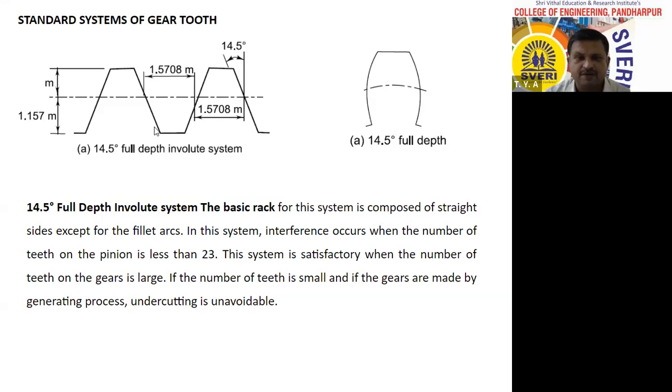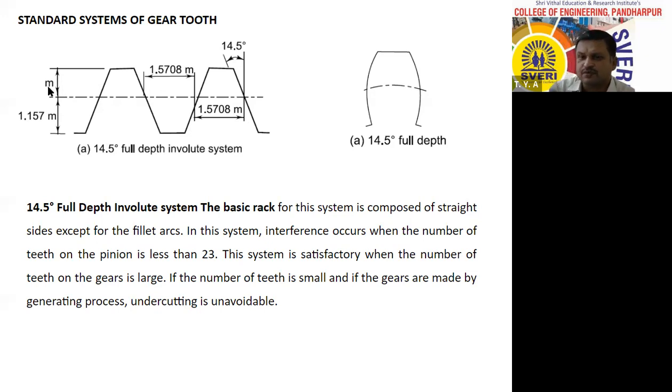See that. First of all, I will explain this figure. In case of this 14.5 degree full depth involute system, suppose this lower line is the center line of this rack cutter. Center line means you can take this as the pitch circle line. In gear, it is known as pitch circle line or pitch line. The portion below the pitch line is known as dedendum. The portion above the pitch line is known as addendum. Now, if you see, these proportions are there. In case of the 14.5 degree full depth involute system, addendum is 1 times module.